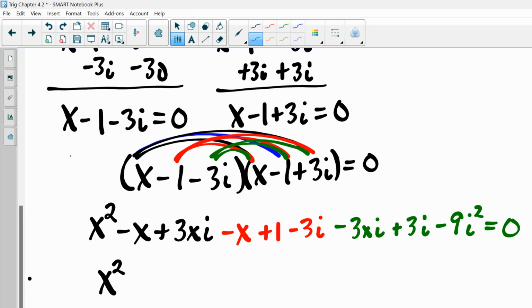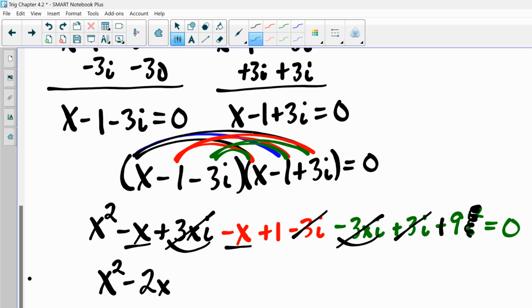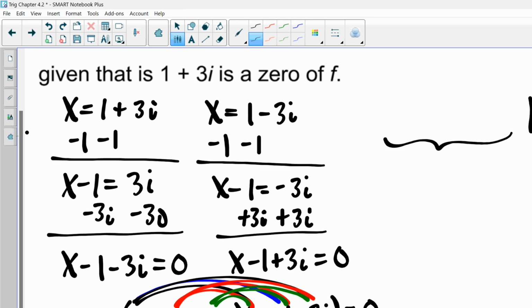We need to combine like terms. Negative x minus x is negative 2x. Our 3xi and negative 3xi will cancel. Negative 3i, positive 3i will cancel. Negative 9i squared: the i squared is negative 1, so negative 1 times negative 9 is positive 9, giving us plus 10 is equal to 0. Now at this point here, we would place this up here, x squared minus 2x plus 10, and we would do our division.